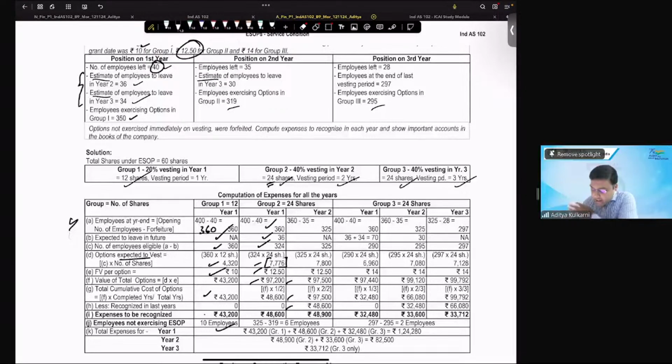Yes, sir. So in respect of this plan, I have not recognized anything in year 1, and therefore expense for year 1 will be 48,600. So far, is it okay?